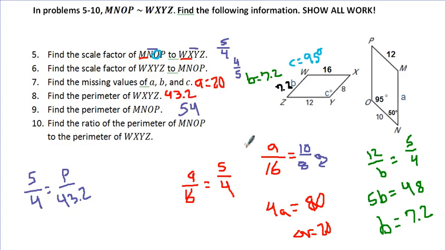And then the final question, what is the ratio of this perimeter, MNOP to WXYZ? Perimeter follows the same scale factor. Again, we're going MNOP to WXYZ, so we want to stick in that same order. Same ratio, same answer as number 5 up here, because it's going in the same order, 5 to 4.